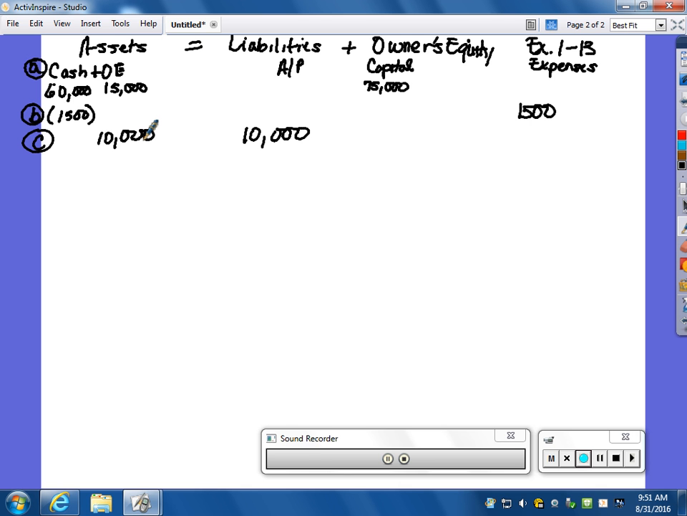D, the company completed work for a client and immediately collected the $2,500 cash earned. What happens? Cash assets go up by 2,500. Cash increases by 2,500 and what else? Revenue increases by 2,500? Yes.